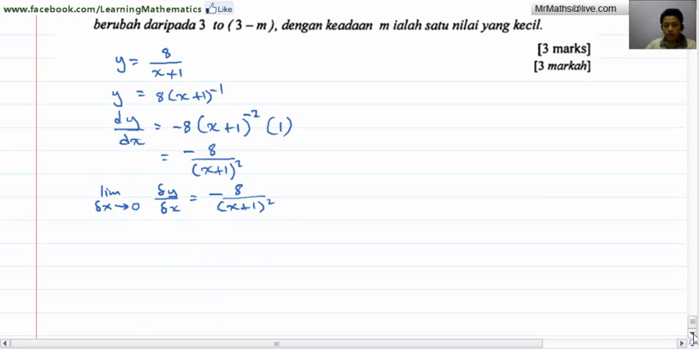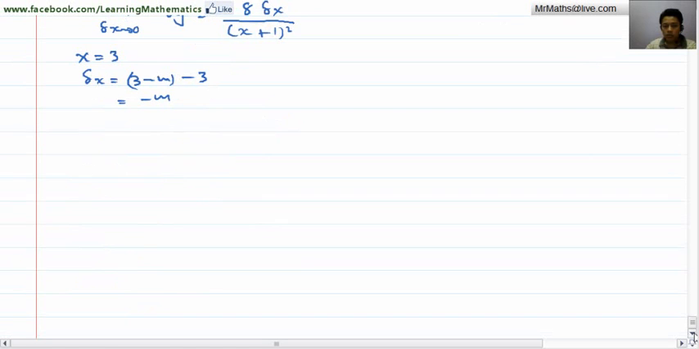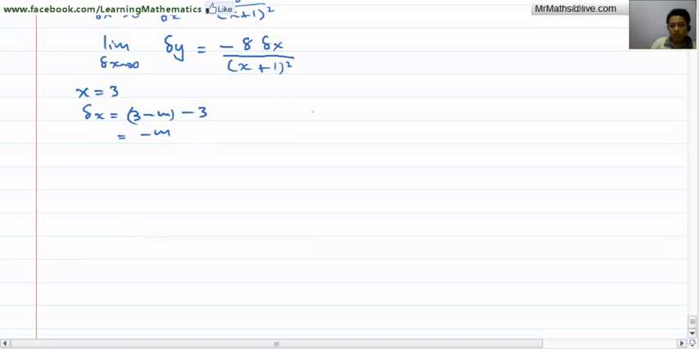Then we can write delta y, for limit delta x approaches 0, is equal to minus 8 delta x over (x + 1) squared. Now x is equal to 3, and delta x, as it changes from 3 to 3 minus m, is 3 minus m minus 3, which is equal to minus m. So we just substitute the values.